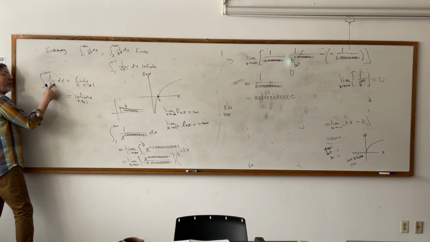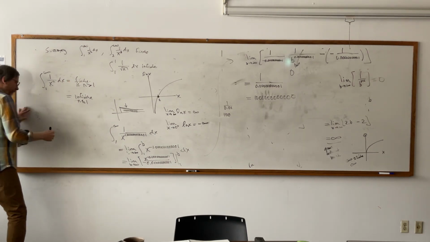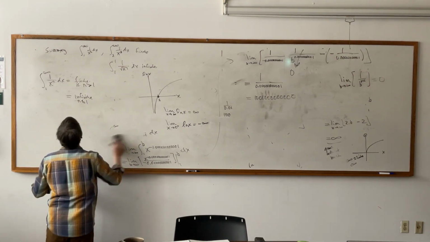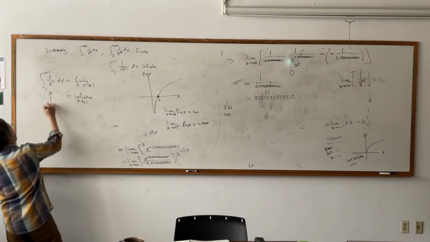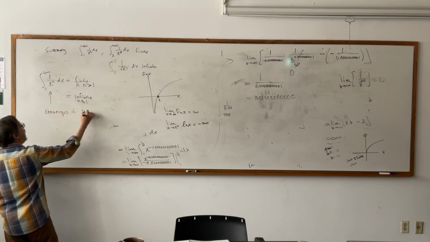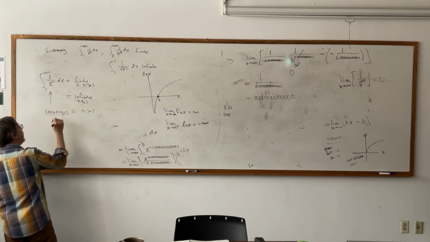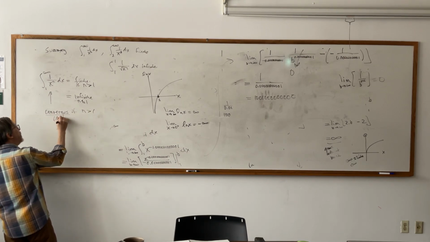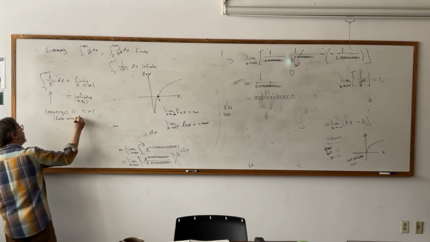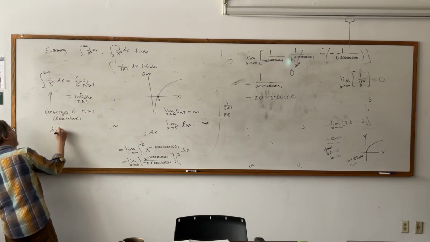Less than 1 was like the square root. I got 1 over square root, like we saw. That was infinite. So the fancy term for this is, this integral converges if n is bigger than 1. Converge means it hits a finite value. The limit exists. And it diverges otherwise.